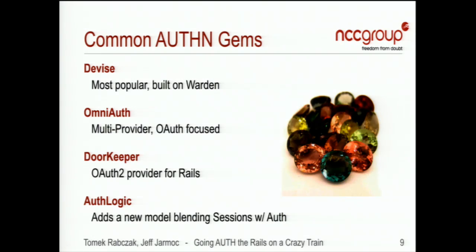Doorkeeper is a little bit different. That turns your application into an OAuth provider so that you can provide authentication services to other applications. We see this a lot of times with API endpoints, things like that. And then the last one that we have here, and this is not an exhaustive list, this is really just the larger players, is AuthLogic. AuthLogic is not nearly as common, but it has a little bit of a unique model that makes it kind of interesting, blending sessions and authentication, whereas most times we think of authentication being implemented in the user model.